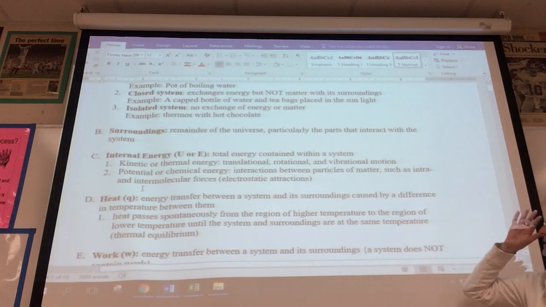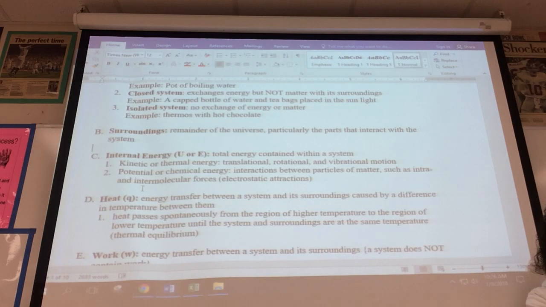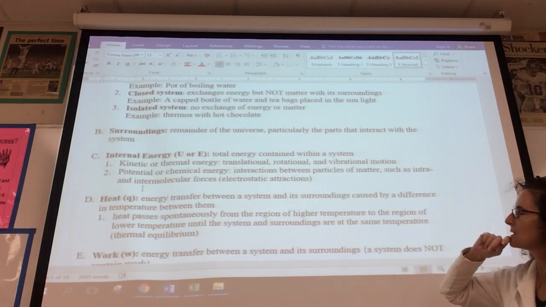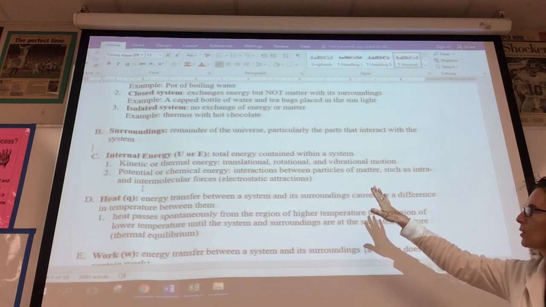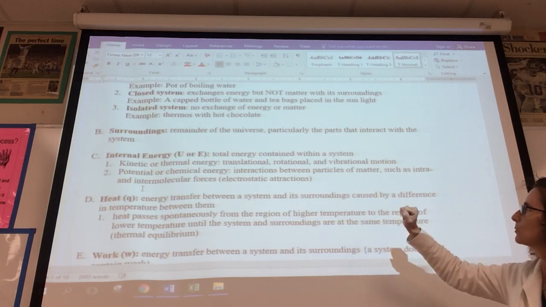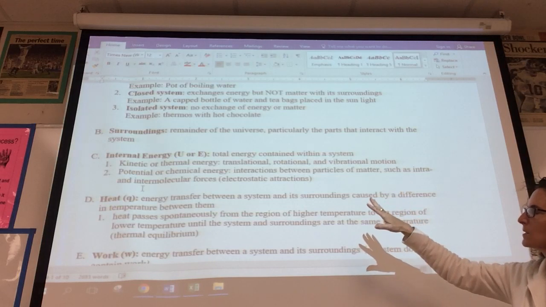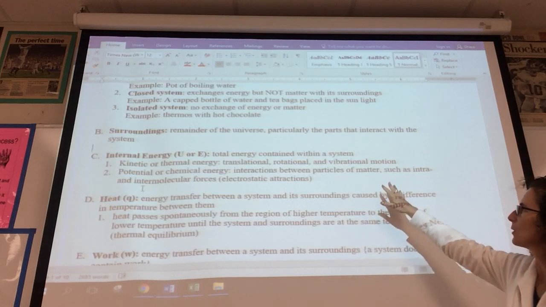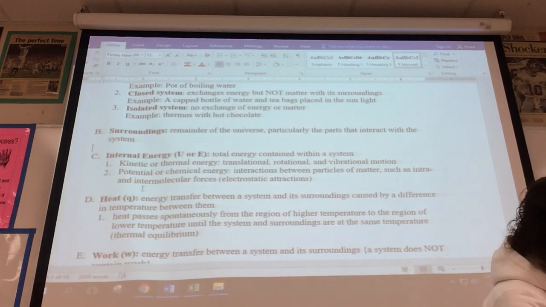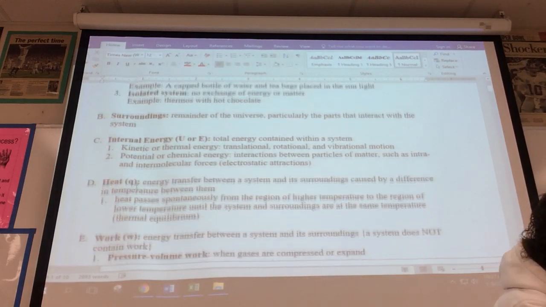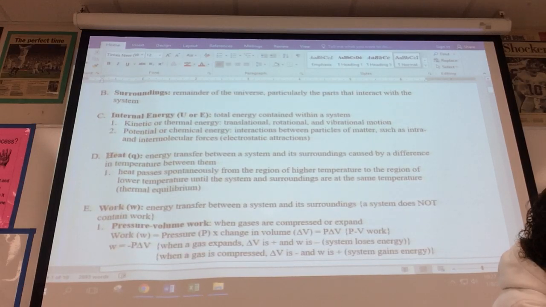The total energy contained within a system is referred to as internal energy, abbreviated either U or E. In your textbook, it's abbreviated with an E. In some of the other books, it's a U. Kinetic versus potential, we've talked about that already. So kinetic or thermal, you'll be dealing with translational, rotational, vibrational movement. We've talked about that before. Potential or chemical, these are the interactions between particles of matter, such as your intra and intermolecular forces that we've talked quite a bit about in the first semester.